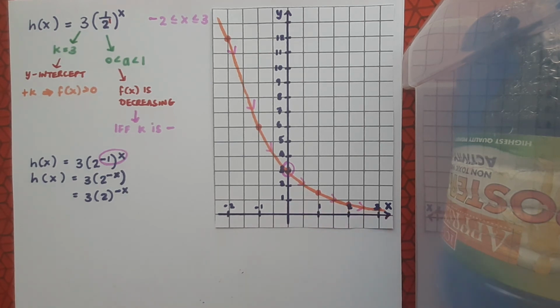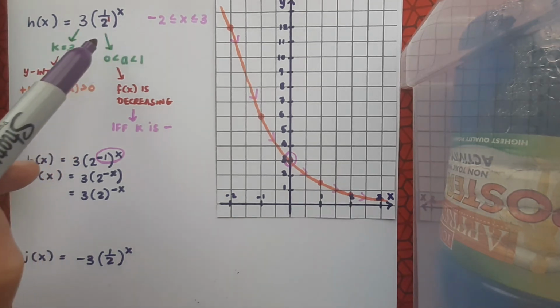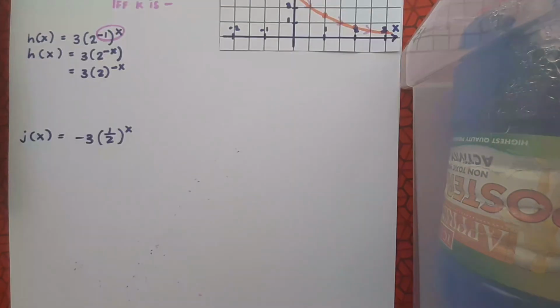Finally, let's graph j of x equals minus 3 times a half to the power of x. I'm choosing this particular function purposely because of its similarity to h of x. So as we're going through this, just be having a think, how do I think j of x will look in comparison to h of x? So let's start by making some observations.